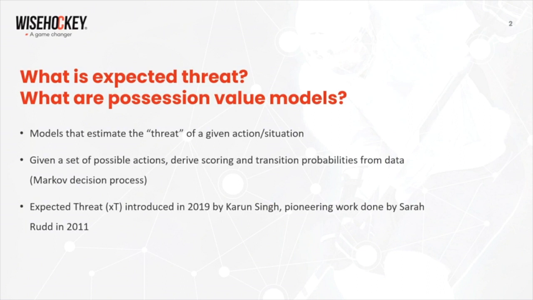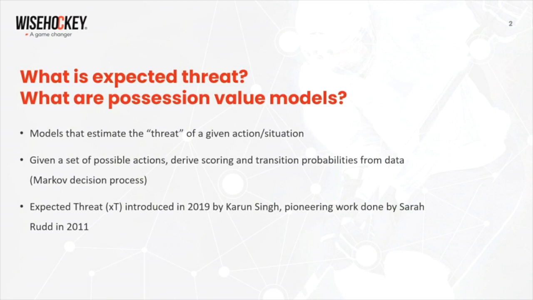The pioneer for these kinds of models was Sarah Rudd's work on Markov chains back in 2011. But what really popularized the possession value model was expected threat, which was introduced in 2019 in a blog post by Karun Singh. And while the xT model itself is a very simple model, it only considers passes and moves, the name itself is quite catchy, and people started to refer to different kinds of possession value models by the name ever since.